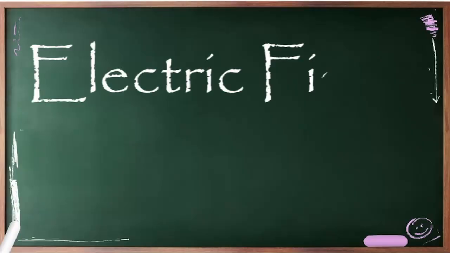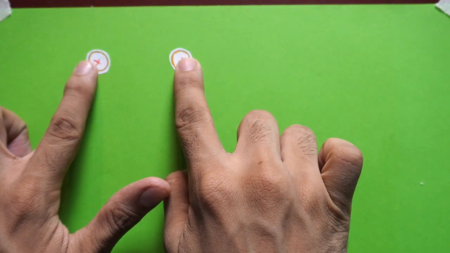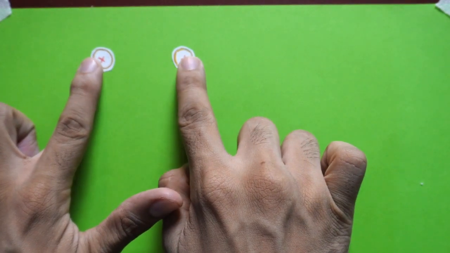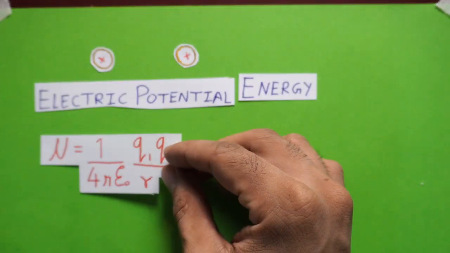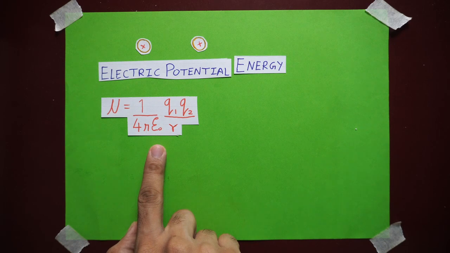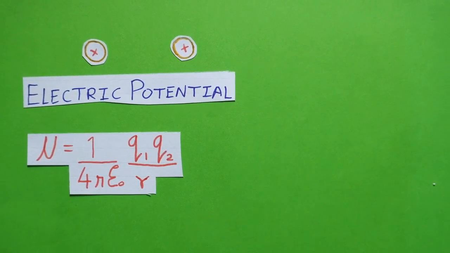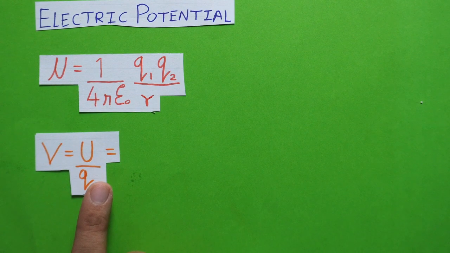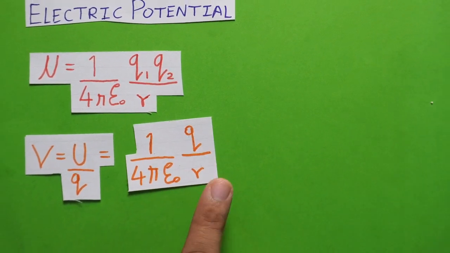Moving on, we have electric fields and electric forces. Let's consider you and your friend again. Now because of the force between you, you know that there is a potential energy that exists that prevents you from joining each other. The electric potential energy that exists between you two is given by this equation, which is 1 over 4 pi epsilon naught q1 q2 over r. However, when you want to consider just the electric potential, it is represented by this equation, V equals U potential energy over Q, which is nothing but 1 over 4 pi epsilon naught Q over R.